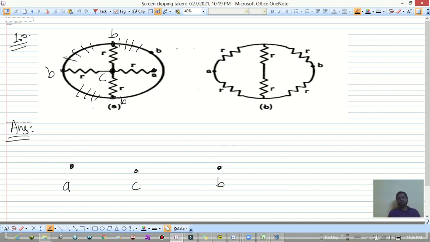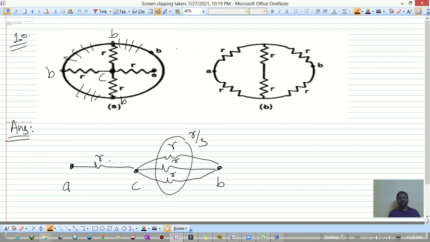Okay, so between A and C, one resistance is there, that is R. Between C and B, three resistances are there, all having value of R. So as you can see, this is R by 3 and this is R. So RAB is equal to R by 3 plus R, which is equal to 4R divided by 3 ohm. So it is very simple if you understand the basics of this electrical network right now.